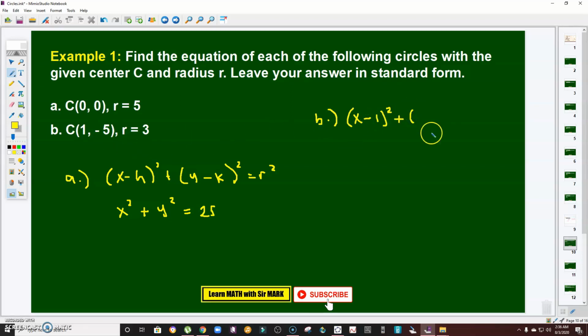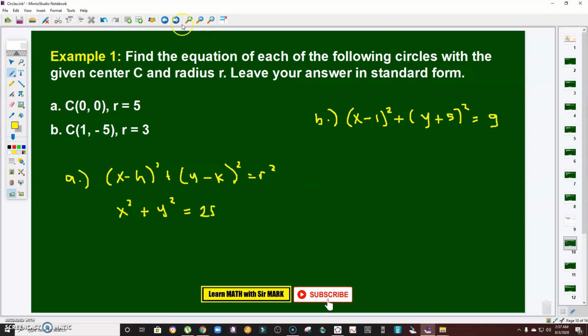Then y, okay, minus -5, so that will be positive 5. Like I said, all you have to do is to reverse the sign. So that will be (y plus 5) to be squared equals, like what we did here, all you have to do is to square the radius. And that will give you 3 squared or 9. There you go. Again, these are the answers in letters A and B.